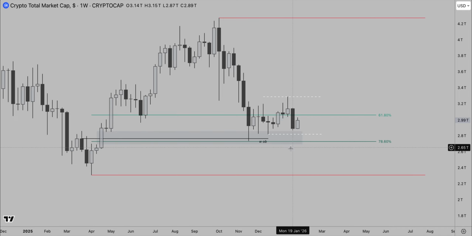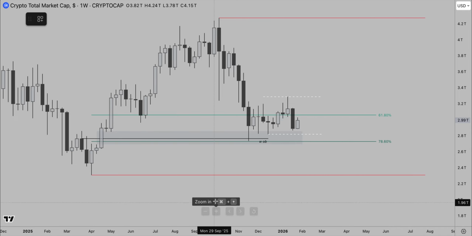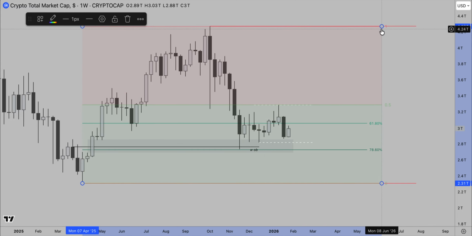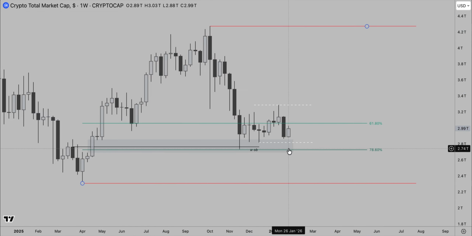Now, starting off on the total market cap chart, weekly time frame. These red lines down here are known as your dealing range. We are in the discount side of the dealing range. And usually what I do is I show you this down here. So this is your lows, this is your highs on the weekly time frame. We are in the discount side of the dealing range on the higher time frame right now. So therefore you want to look for longs.